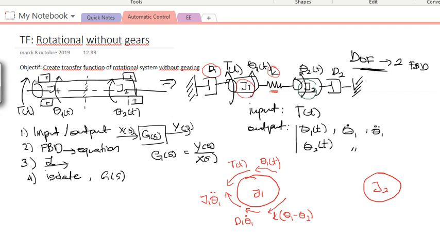There is the force from inertia J2, the force created by damper D2, and the force created as well by the spring K. But the input T does not act directly on J2, so T won't be in the FBD of J2, right? So let's see, what are the forces?